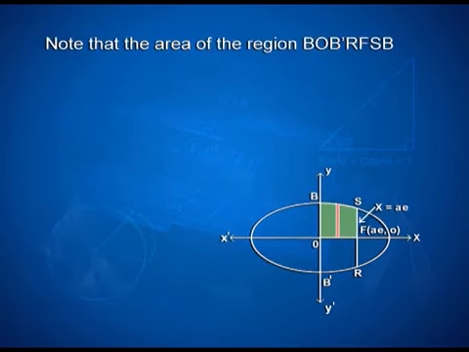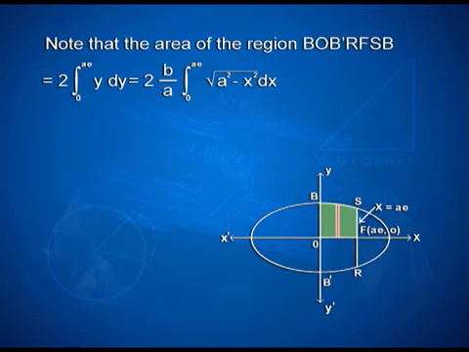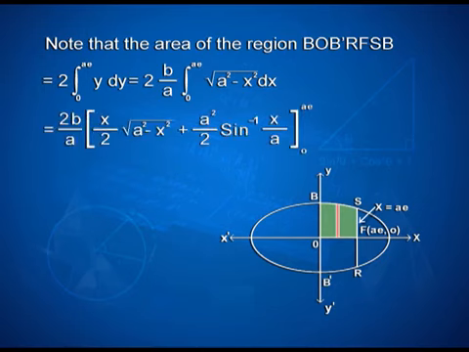Note that the area of the region BOB'RFSB is equal to 2 into the integral from 0 to ae of y dx, which is equal to 2 into b upon a integral from 0 to ae of square root of a squared minus x squared dx, that is equal to 2b upon a times [x upon 2 into square root of a squared minus x squared plus a squared upon 2 sine inverse x upon a] with limits 0 and ae.